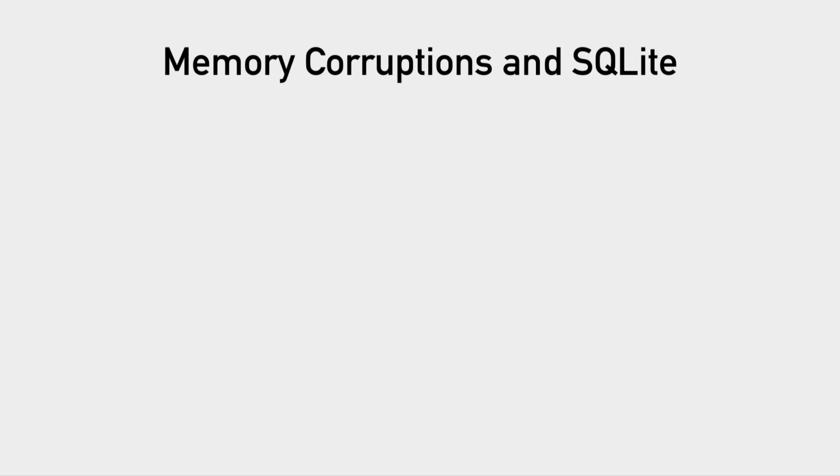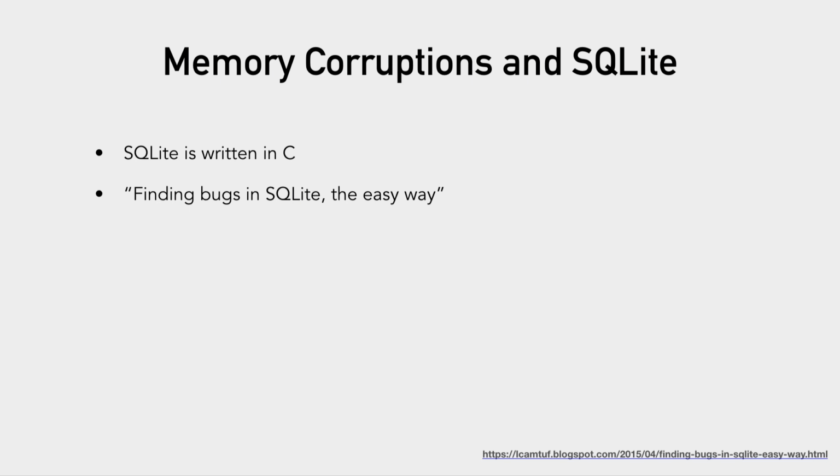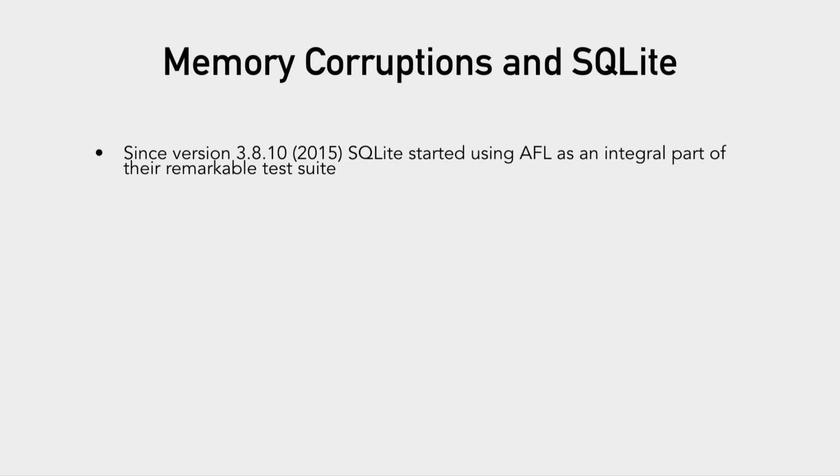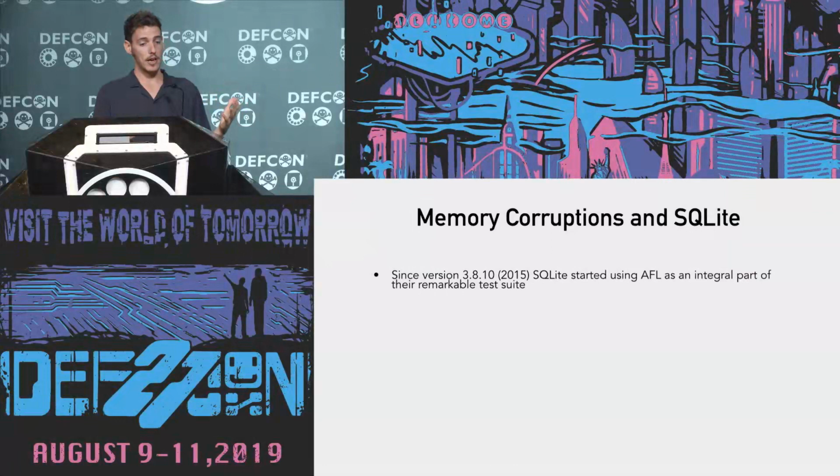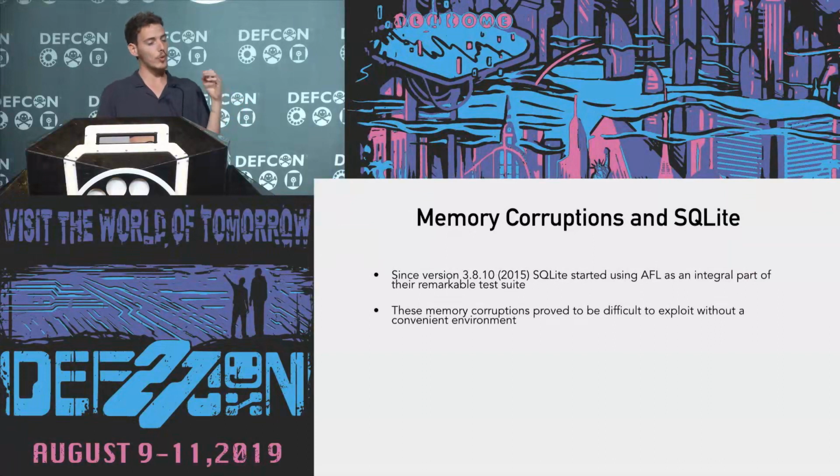Let's talk about memory corruptions for a second, because SQLite is such a complex piece of software and everything is written in C. So in his amazing blog post, Finding Bugs in SQLite the Easy Way, Michal Zalewski, the author of AFL, described how he found 22 bugs in just under 30 minutes of fuzzing. And this is pretty amazing. And interestingly, since then, that was version 3.8.10, that was 2015, SQLite actually started using AFL as part of their remarkable test suite. Yet these memory corruptions all proved to be really difficult to exploit without a convenient environment, right?